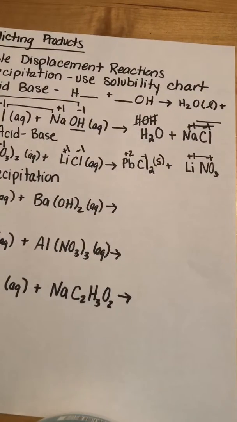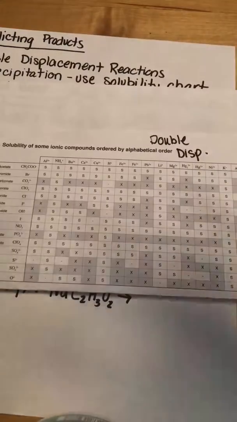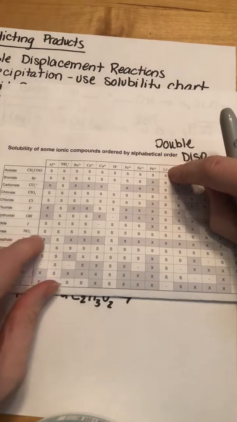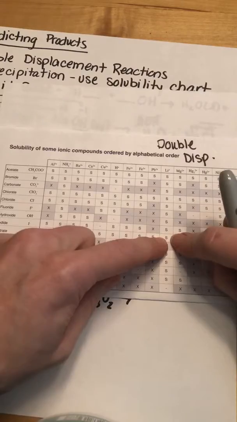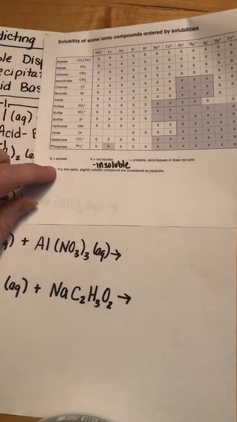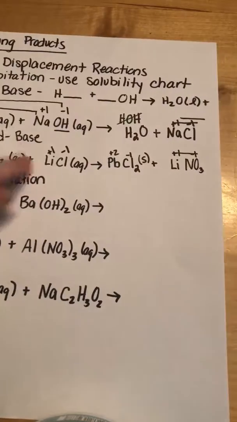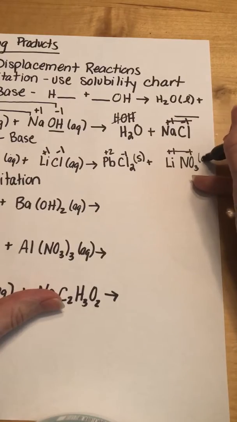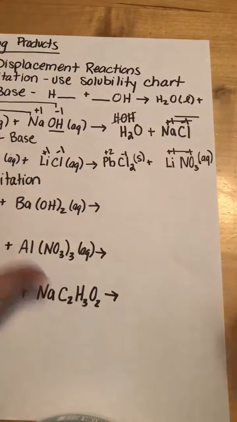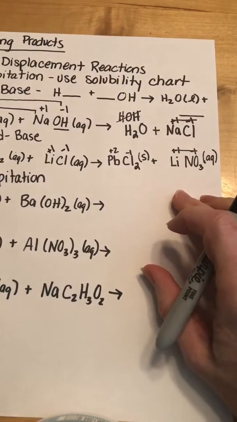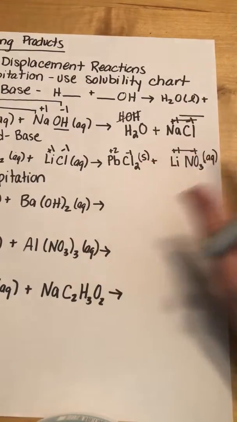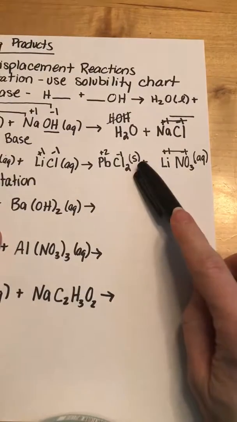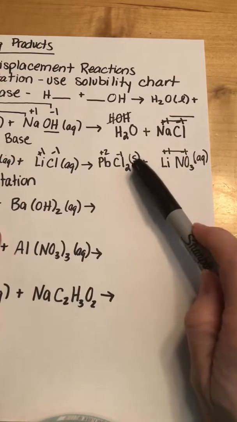All right, let's look at the next one, lithium nitrate. I'm going to come to my sheet here, find lithium, find my nitrate, and see where they meet, which is here with the capital S. Capital S is soluble, and anytime something is soluble, I indicate that in my reaction with (aq). AQ stands for aqueous, which means soluble. A precipitate is whenever you take two aqueous solutions and a solid forms at the end. That's what a precipitate is.